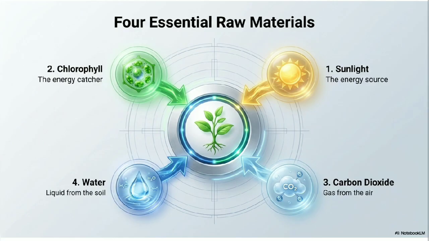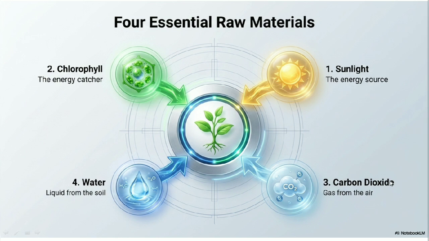So what does photosynthesis use? Plants use sunlight, water, carbon dioxide and chlorophyll to prepare the food. What all do they use? They use sunlight, that is the source of energy. The second one is chlorophyll. What does chlorophyll do? It catches the energy. The sunlight is the energy source, whereas the chlorophyll catches the energy.